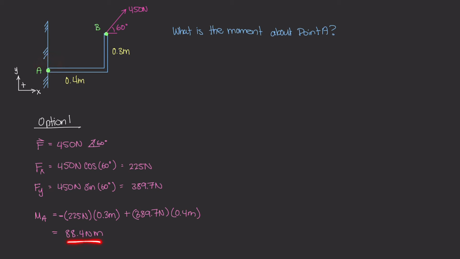So this moment right here is positive. And if I want to indicate direction, I can just do something like that. And because I indicated direction, we have to put a little arrow over M of A. Okay, so that was sort of way one.